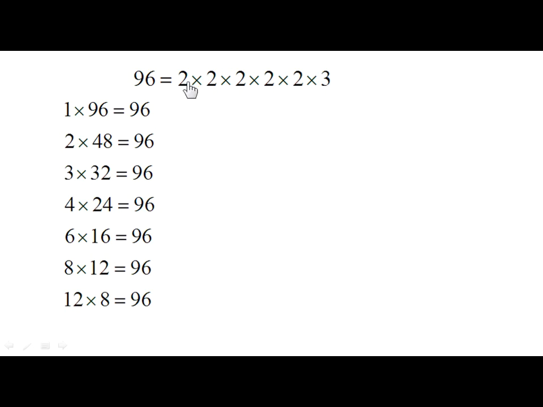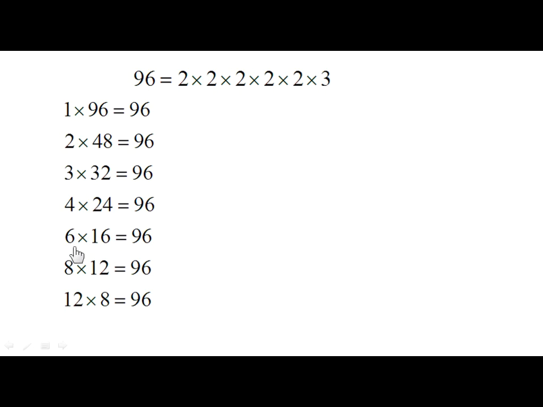Next number 4, because 4 can be obtained by multiplying two numbers in this prime factorization. 2 into 2 is equal to 4, so 4 also divides 96. When 4 divides 96 we get 24. So 96 can be written as 4 into 24 is equal to 96. Then the next number 5 will not divide 96. Next number 6 will divide 96, and after division we get 16.